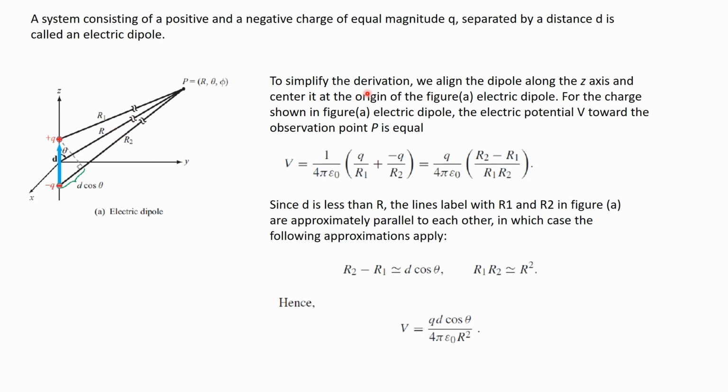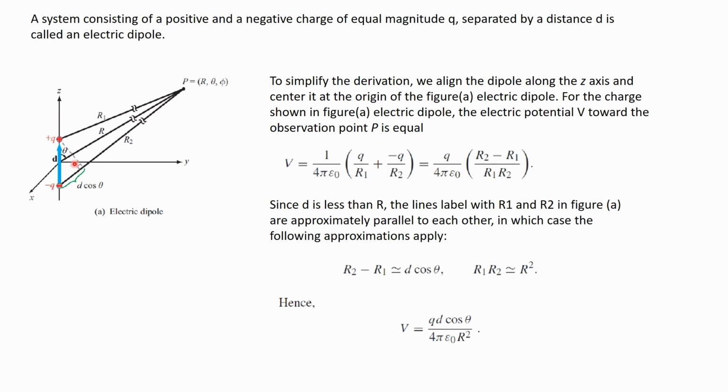Next, to simplify the derivation, we align the dipole along the z-axis and center it at the origin. For the charges shown in figure A, the electric potential V at the observation point P is V equals q divided by 4 pi epsilon, multiplied by (r2 minus r1) divided by (r1 multiplied by r2).